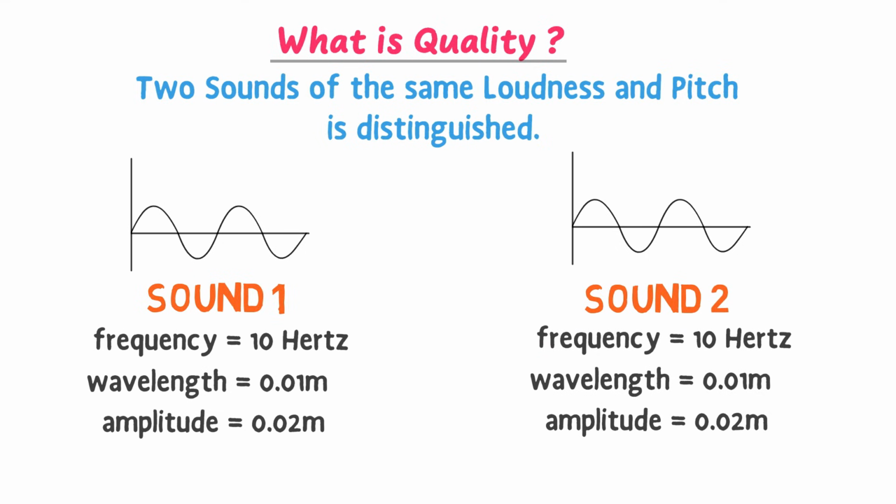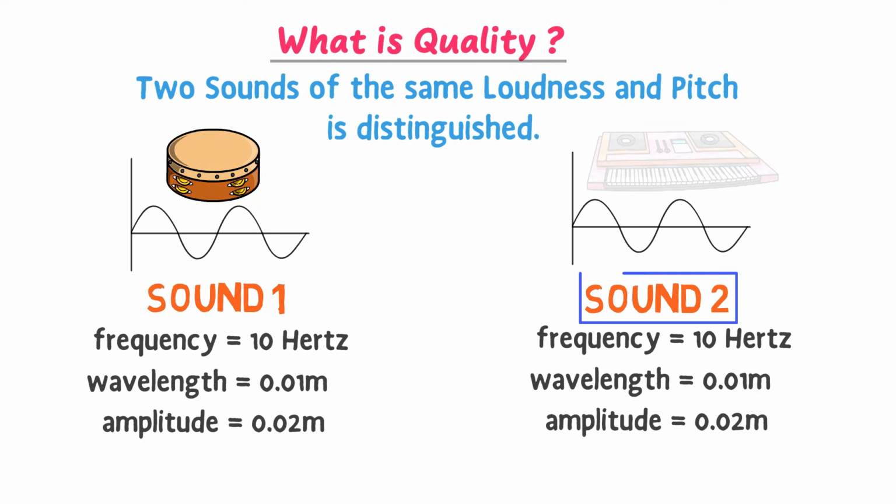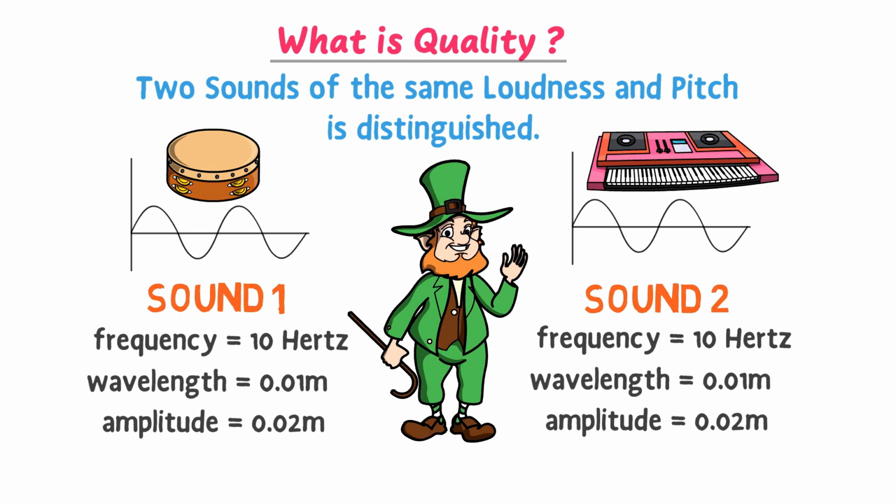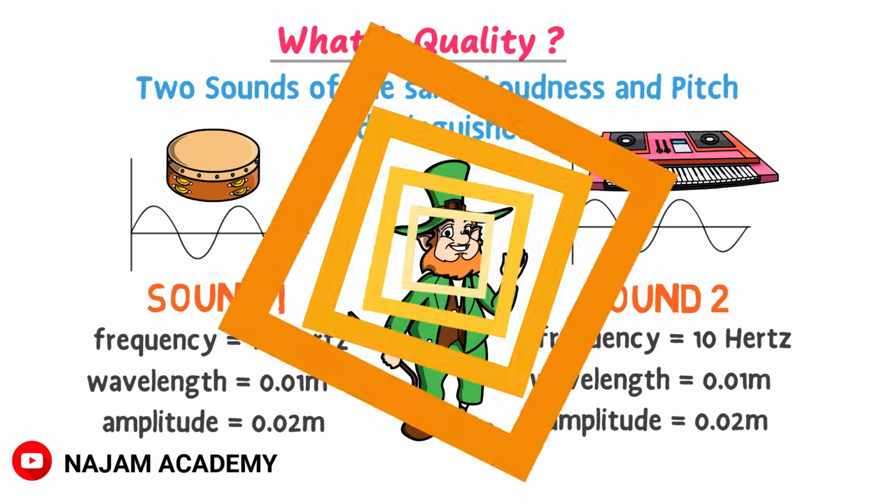Now I play sound 1 on a dhol and sound 2 on a piano. Can you differentiate between sound 1 and sound 2? Well, the answer is yes. You say sound 1 is the sound of a dhol and sound 2 is the sound of a piano. So you differentiate them due to the quality of a sound. Therefore, we say that quality of a sound distinguishes two sounds of the same loudness and pitch if they are played on different instruments. This was all about pitch, loudness, and quality of a sound.